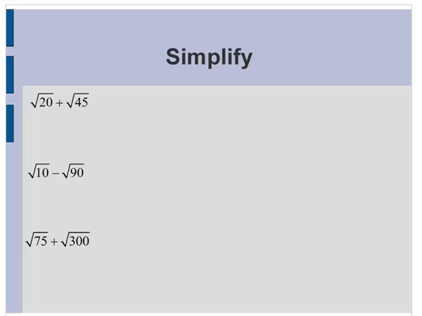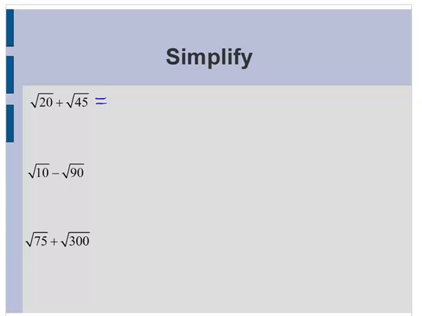Now, the square root of 20 plus the square root of 45. It's tempting to just add those square roots together and write it as the square root of 65. And we have a rule that allows that for multiplication and division, but not for addition or subtraction. So instead what we want to do is simplify the radicals themselves first and then see if they are like radicals.